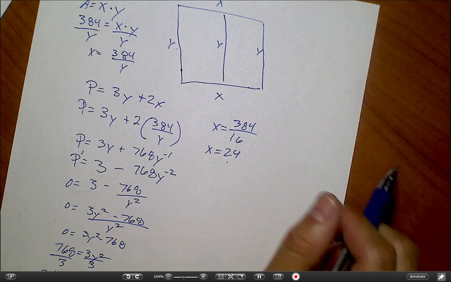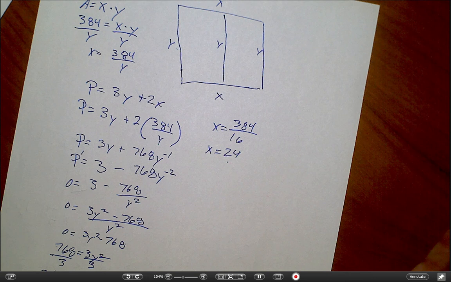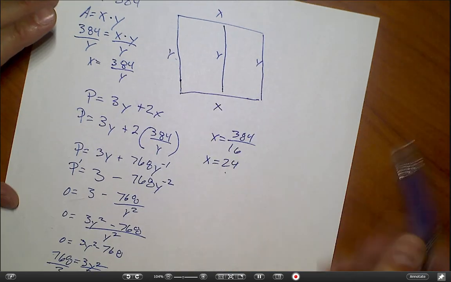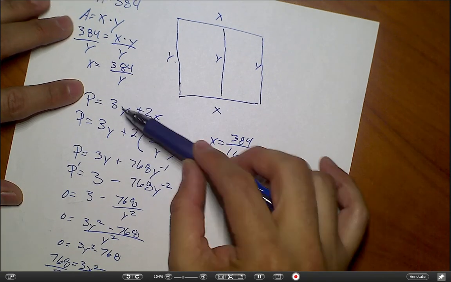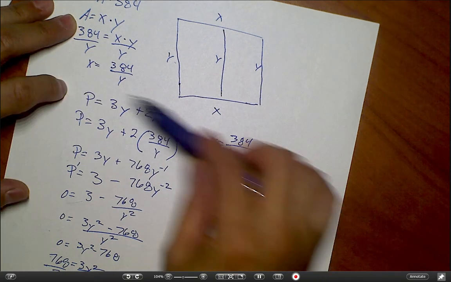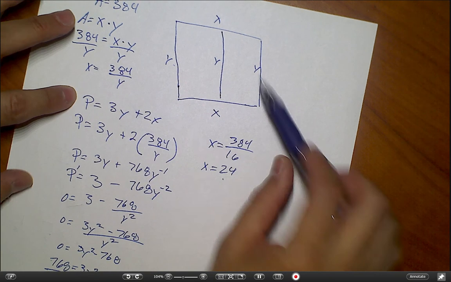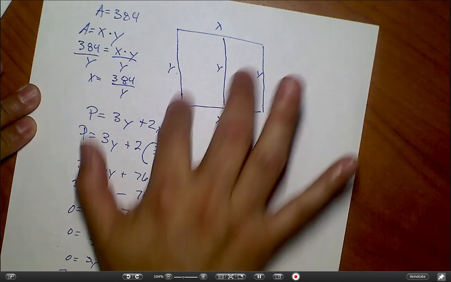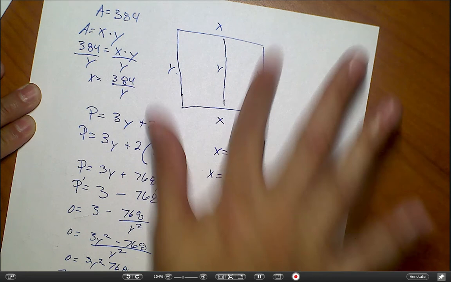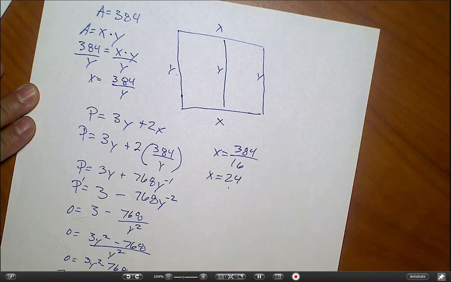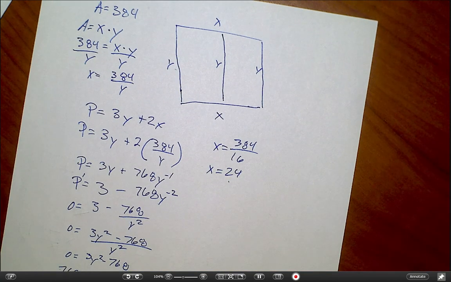Plug it into the primitive. Okay, so I'm going to plug it into this function right here. So I plug it in, it'd be here, here, right? So it'd be 3 times 16 plus 2 times 24, and that's going to be all my fencing together. Now, on this one, it only asks for the length and width here. We are maximizing the fencing, but it only asks for this one and this one. You have to be careful of how the question is being asked.